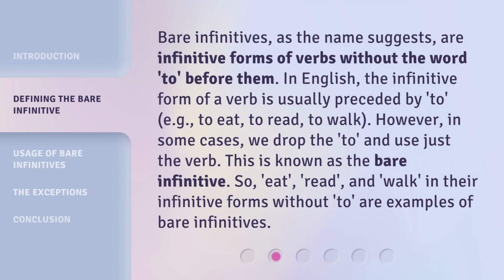Bare infinitives, as the name suggests, are infinitive forms of verbs without the word "to" before them. In English, the infinitive form of a verb is usually preceded by "to", e.g., to eat, to read, to walk. However, in some cases, we drop the "to" and use just the verb. This is known as the bare infinitive. So, eat, read, and walk, in their infinitive forms without "to", are examples of bare infinitives.